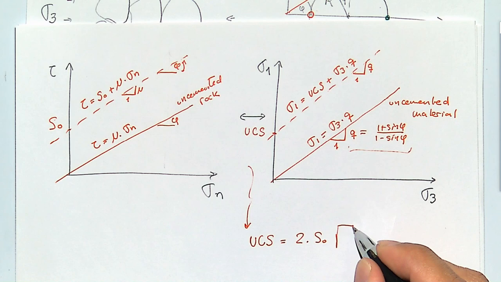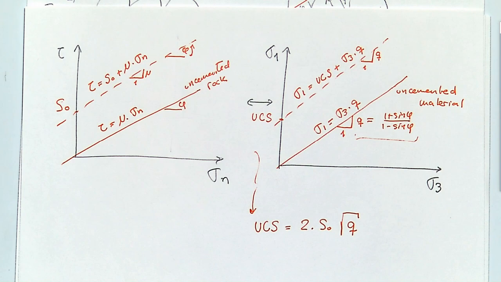So if you know the cohesive strength, you can calculate the UCS. If you know UCS and also you know this parameter Q, you can calculate the cohesive strength. Okay, so why do I say that it is easier to work with this type of space?